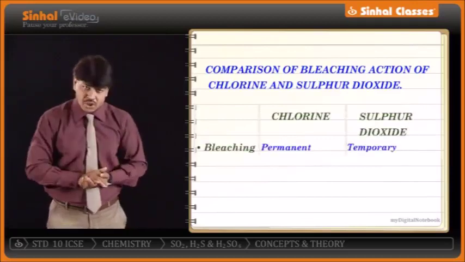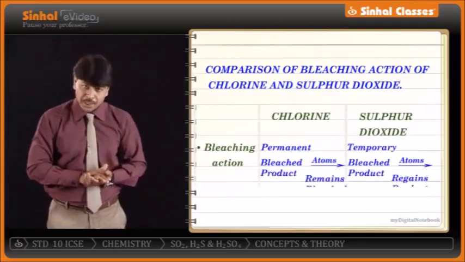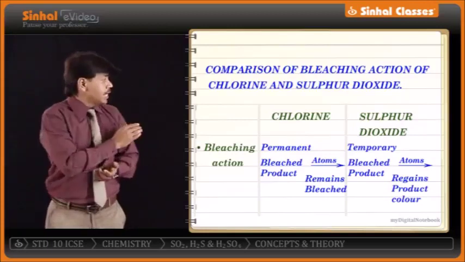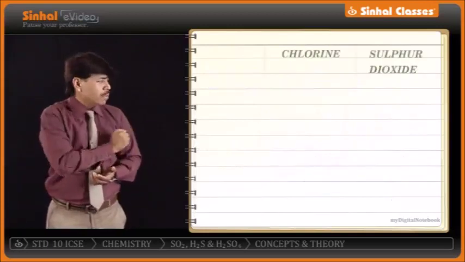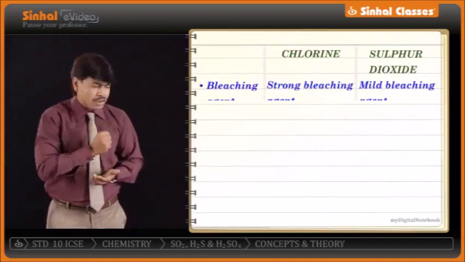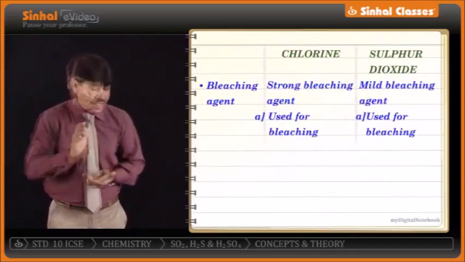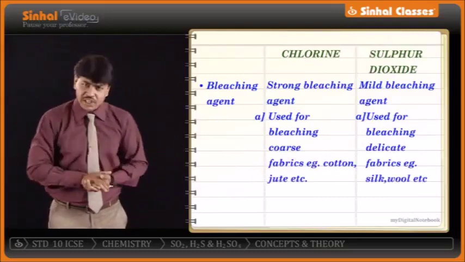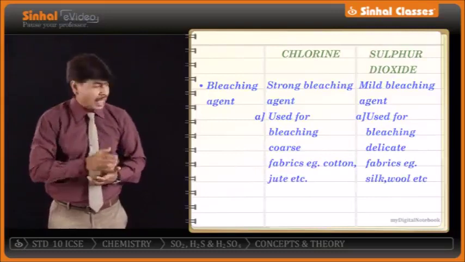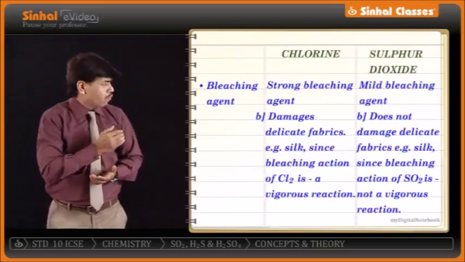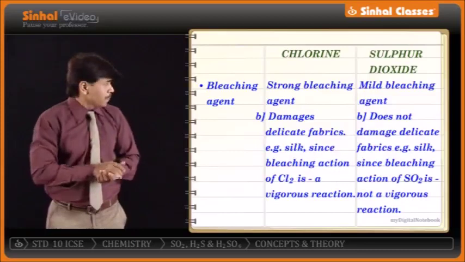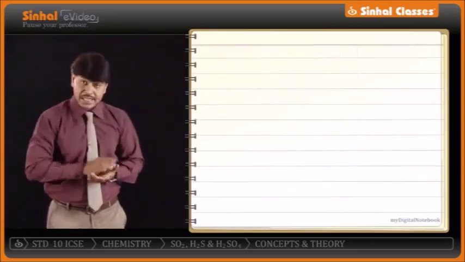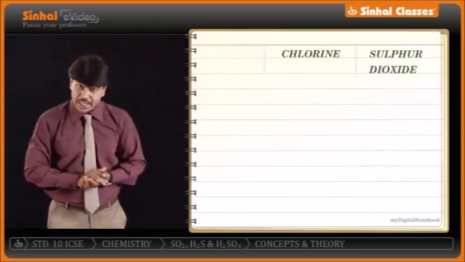In case of bleaching action of chlorine, it is a permanent bleaching, whereas in case of sulfur dioxide, it's a temporary bleaching. Chlorine is a strong bleaching agent used for rough clothes like cotton, jute, etc. Whereas sulfur dioxide is a mild bleaching agent used for delicate clothes like fabrics, silk, wool, straw, etc. Both of them require moisture to liberate nascent oxygen and nascent hydrogen.